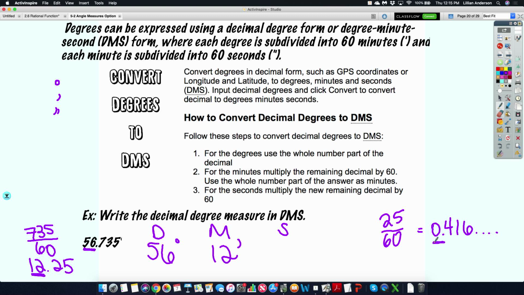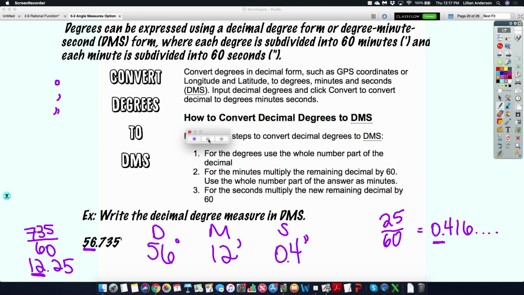A lot of times you might have to round to the nearest tenth or something like that. I'll tell you if you do have to round, but it is going to be that last little bit, and that is your seconds. So 56.735 degrees in degrees, minutes, seconds is 56 degrees, 12 minutes, and 0.4 seconds. It's kind of weird, but it works. Make sense? So you just divide by 60.